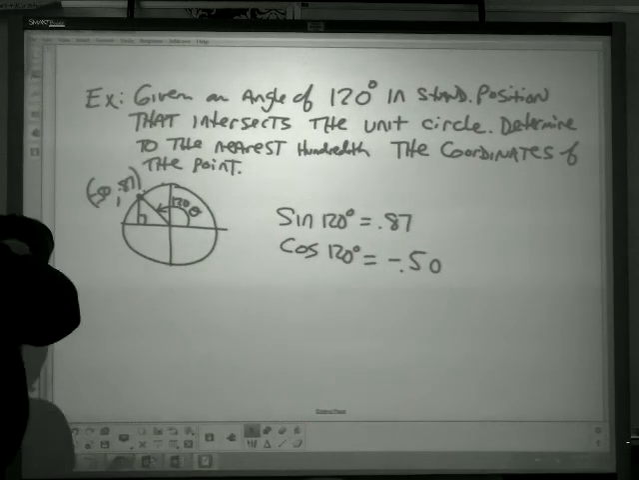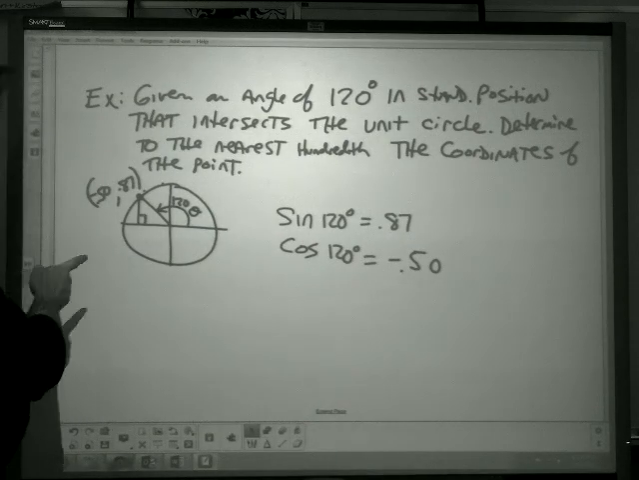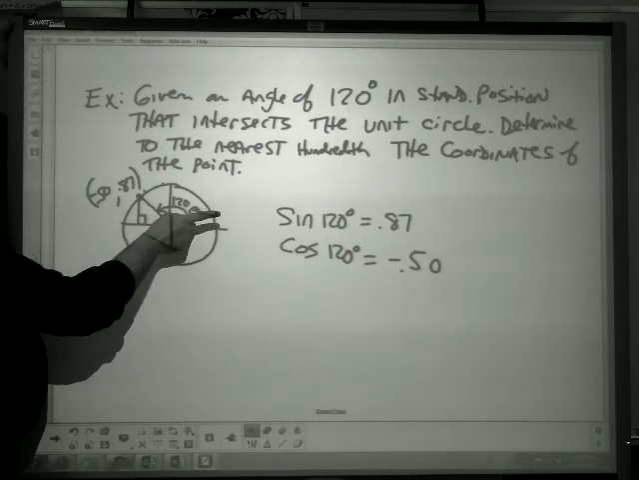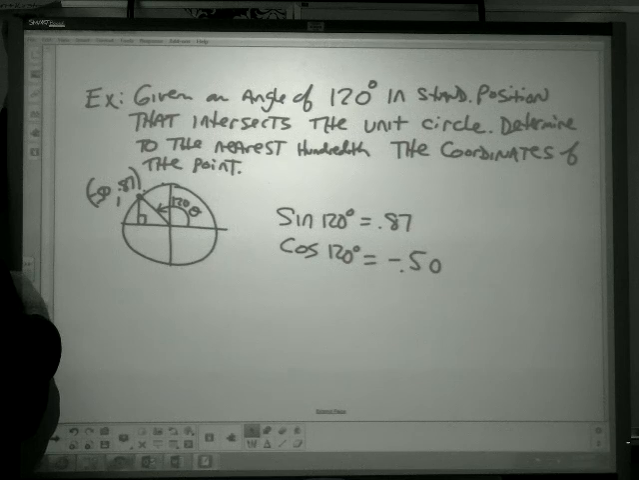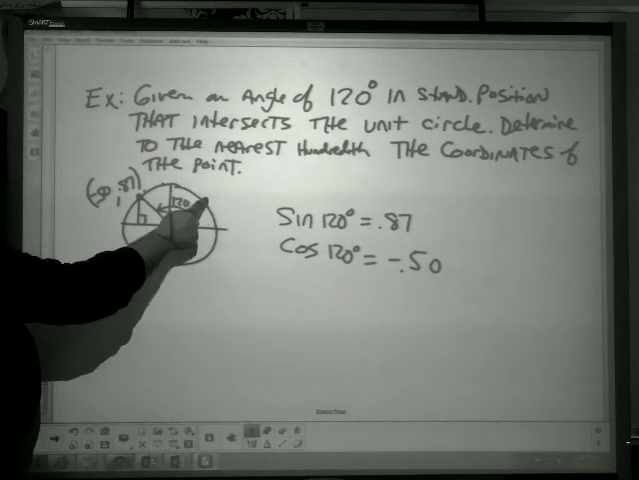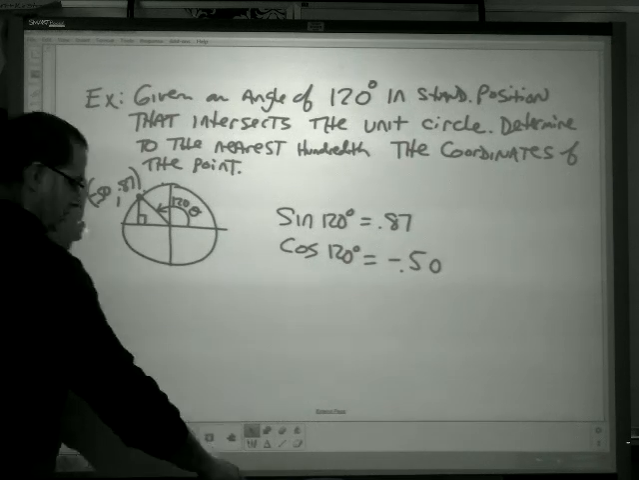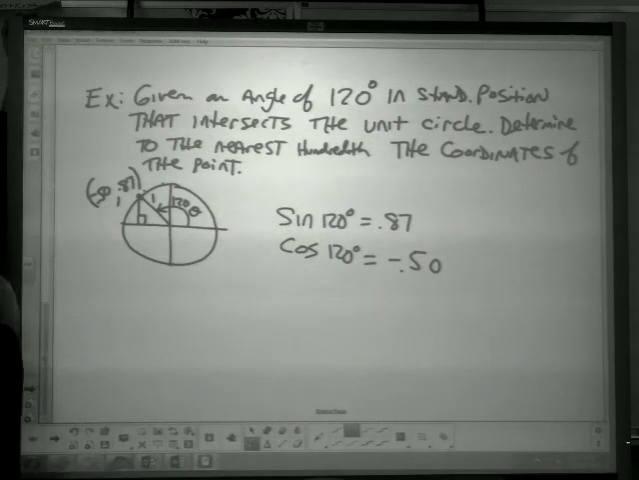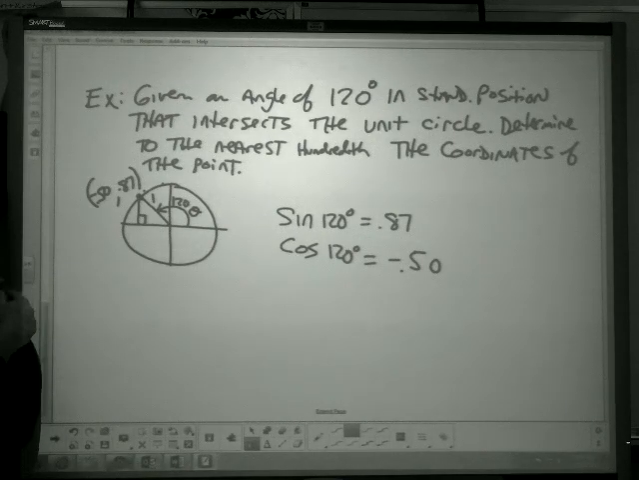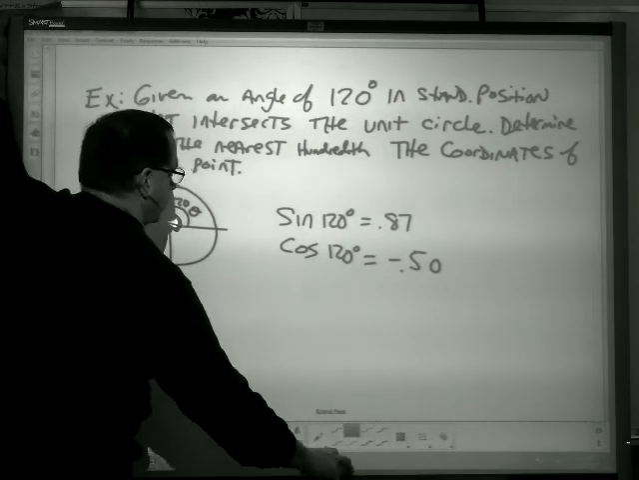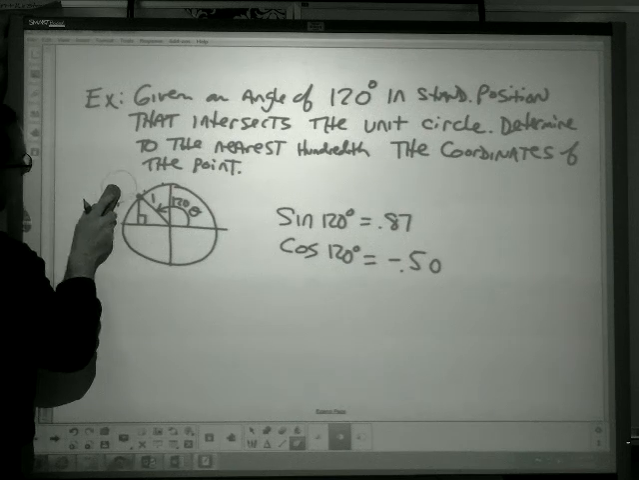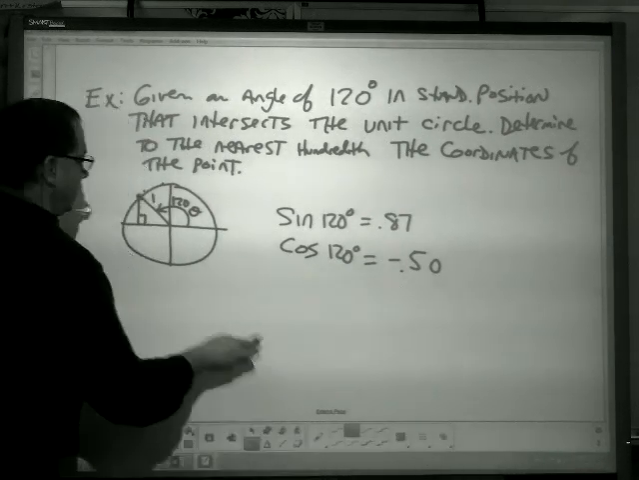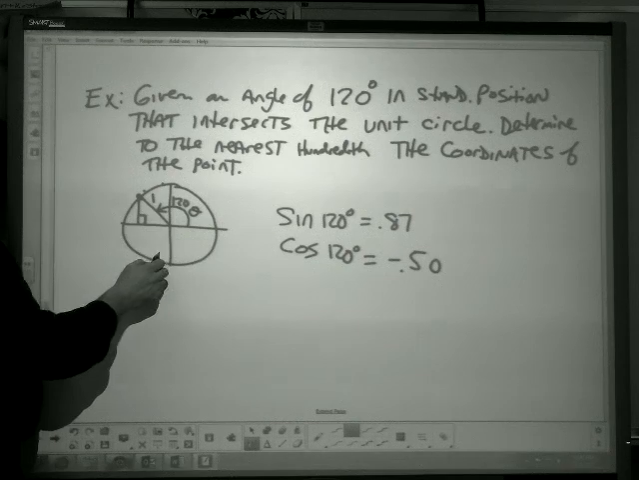So, given an angle of 120 degrees in standard position, so we did this today in class, we swept out 120 in standard position, intersects the unit circle. We're still on a unit circle, it still has a radius of 1. Determine to the nearest hundredth the coordinates of the point. I'm trying to determine the coordinates of this point. Let me hide them here for a second. Well, here's 120 degrees.